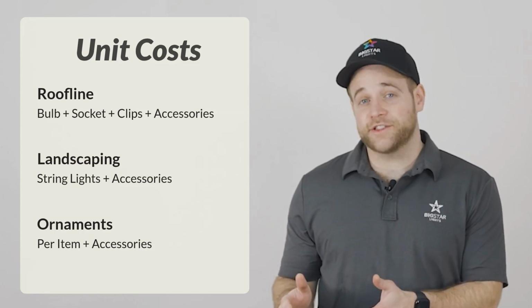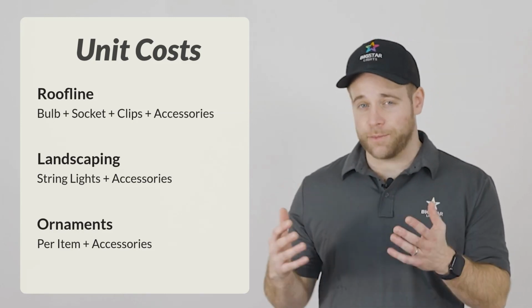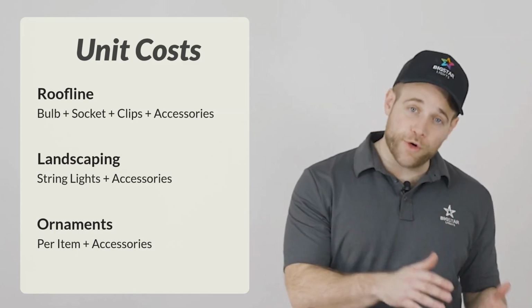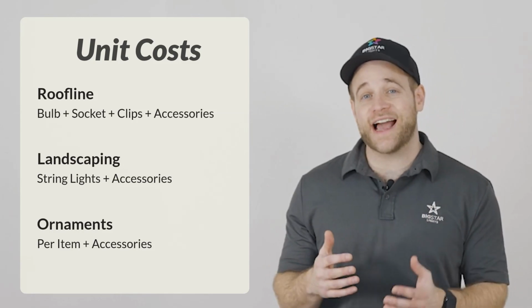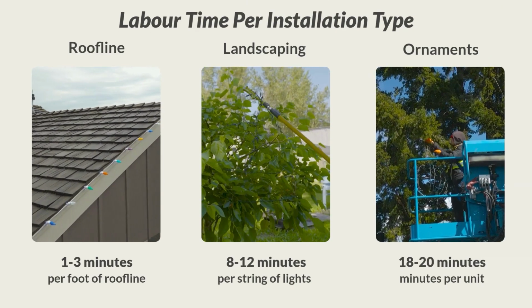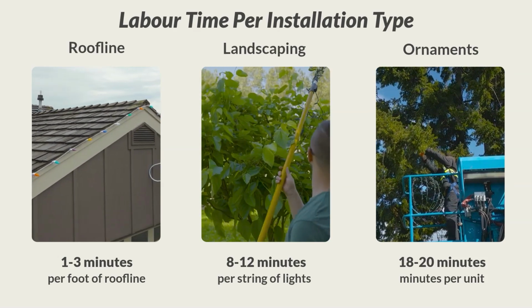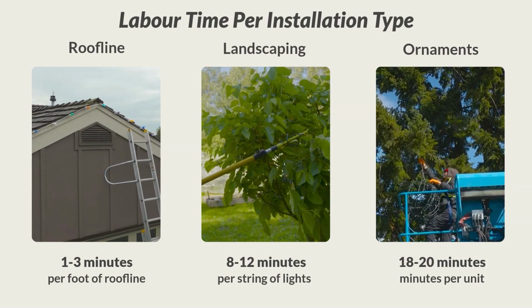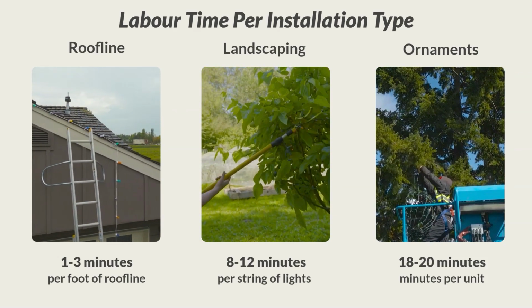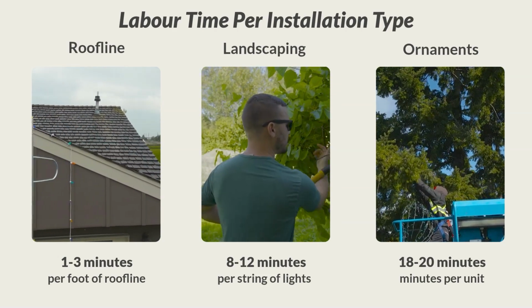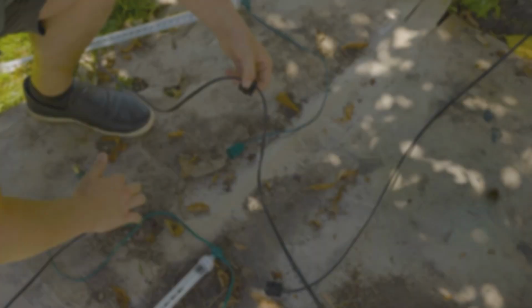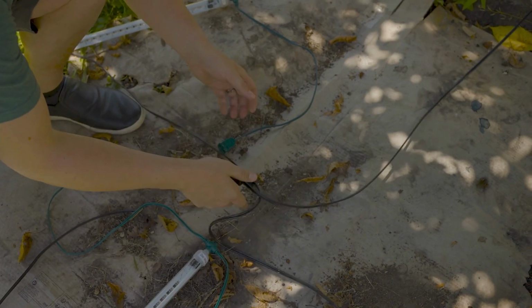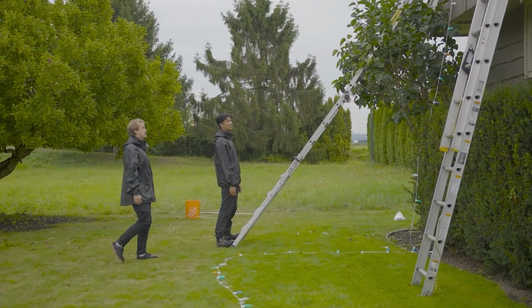For each type of install, consider the amount of time for labor in the form of installing and removing the lights. Knowing this will help you decide what you should charge your clients. For roof lines, installation will take 1 to 3 minutes per foot of roof line. For landscaping, 8 to 12 minutes per string of lights. And for the ornaments category, that will be 15 to 20 minutes per unit. These times include laying out extension cord and setting up equipment and fall protection.